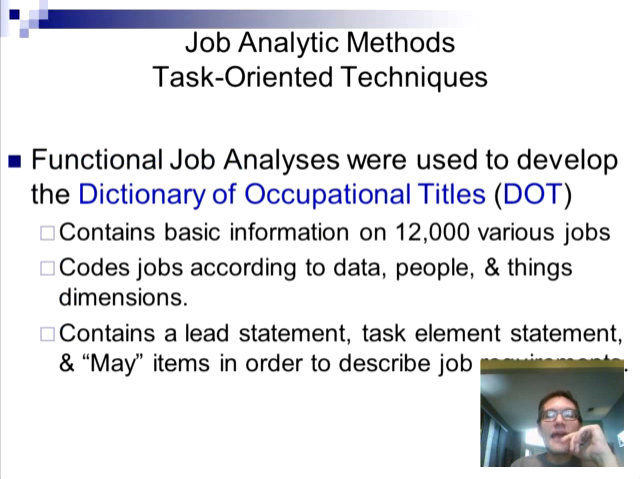It's a little bit outdated nowadays, as we'll find with the ONET in a couple of slides. But the Dictionary of Occupational Titles, it's the U.S. Labor Bureau, some U.S. government agency puts it together. It's a beautiful, beautiful thing. And so it codes jobs according to data, people, things, and dimensions.